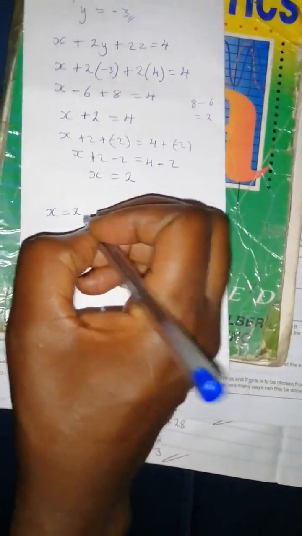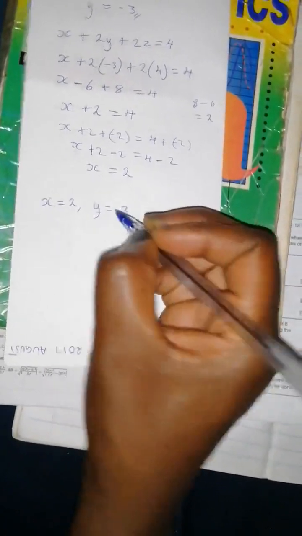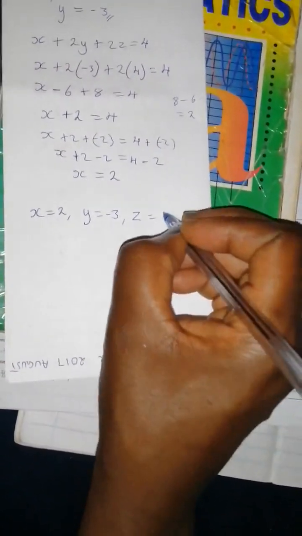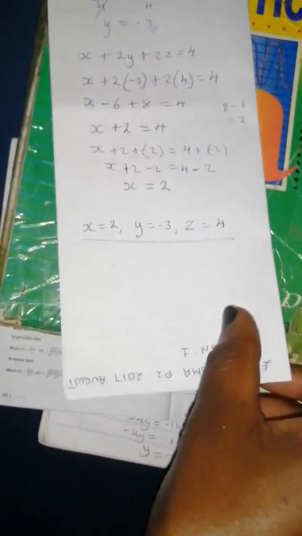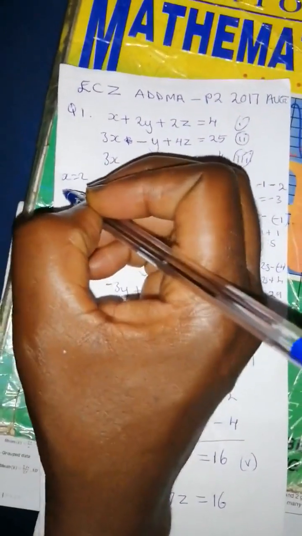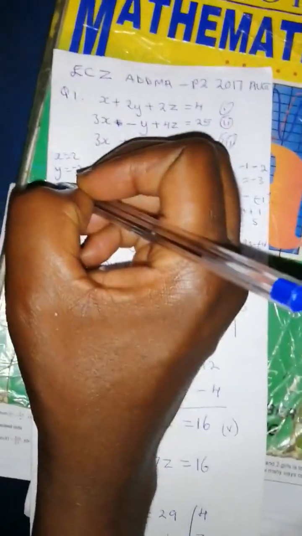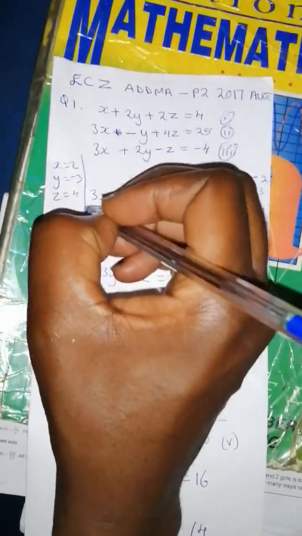So we found the value of x. The answers are x equals 2, y equals negative 3, and z is equal to positive 4. When you substitute these numbers in the original equations, they have to satisfy all the 3 equations. For example, we say x is equal to 2, y is equal to negative 3, z is equal to 4. So these are the answers we found.